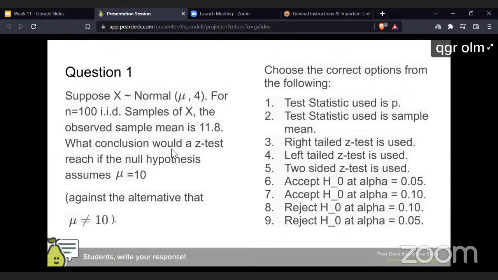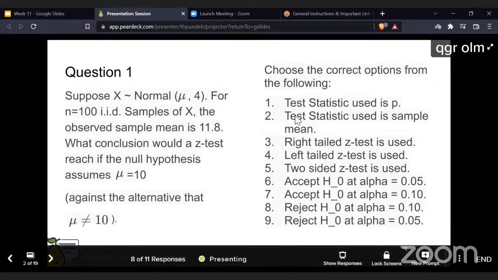Now we have to check whether we are going to accept our H0 or reject our H0 at alpha 0.05 and alpha 0.10. So from the options, we could see that option 2 is correct and option 5 is correct. Now we have to check which one of 6, 7, 8, 9 is correct.